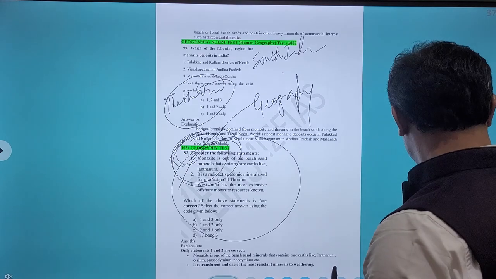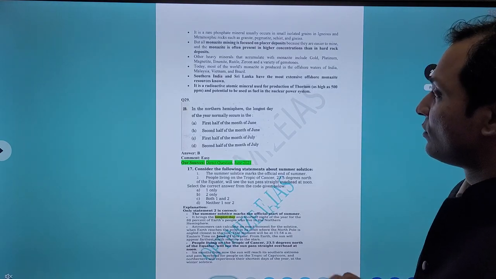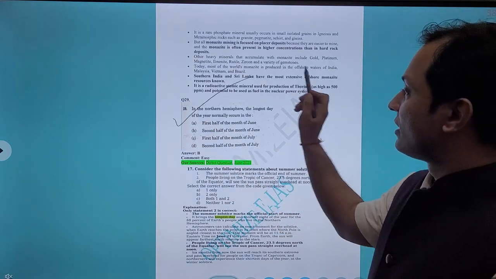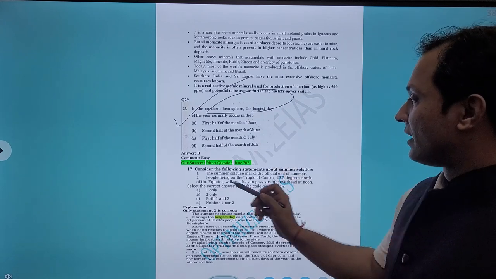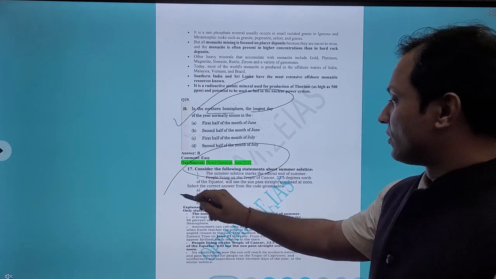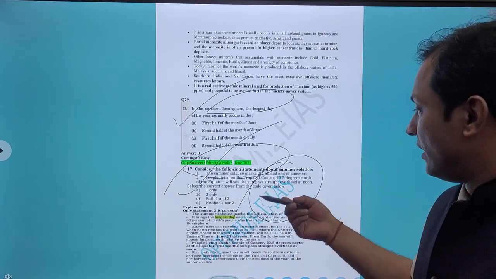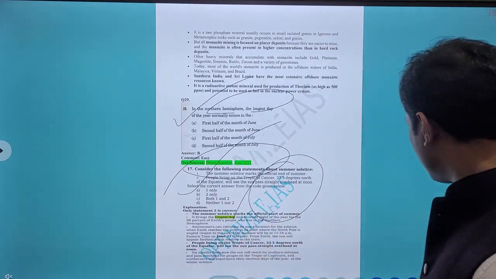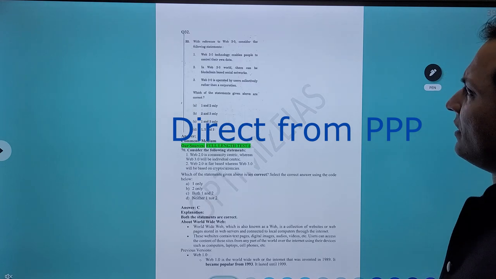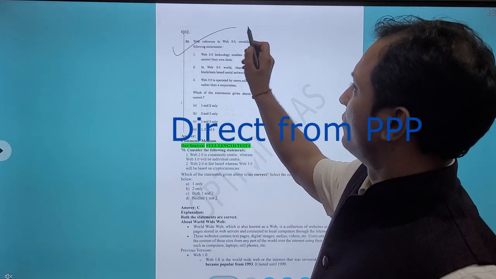Let us see the next question, guys. With your permission, I would like to go further. You see here, in the Northern Hemisphere, the longest day. Again, you see, a direct question. June, I have given the question on this topic. Summer solstice, guys. Every year this topic is in the news. Very easy, very easy.